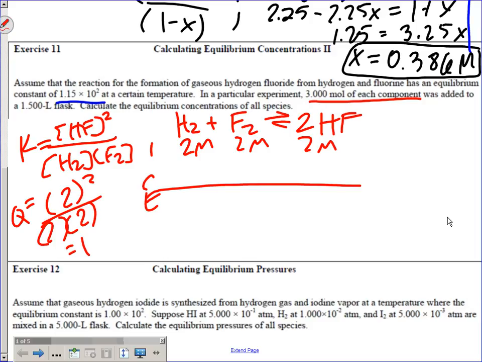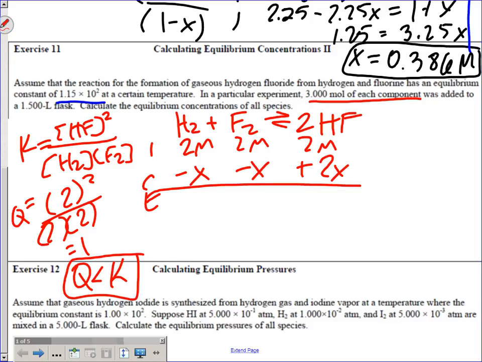So Q is less than K. So we still proceed which way? Forward to the right to make more products, and the Q eventually gets up to what the K value should be. So we're still doing what here? Subtracting 1x and adding 2x.